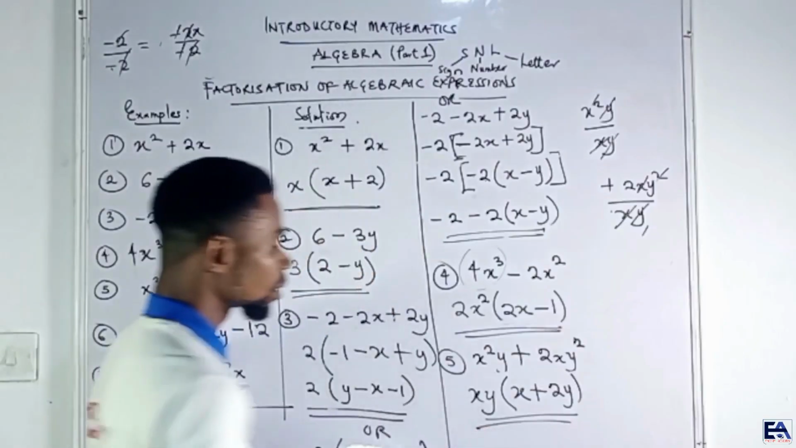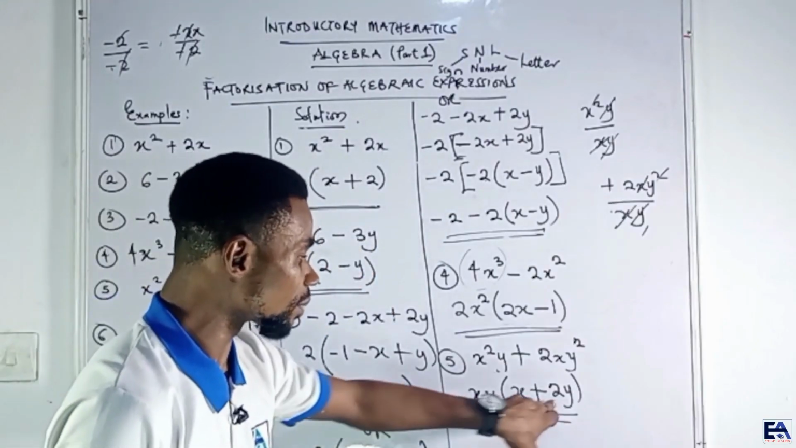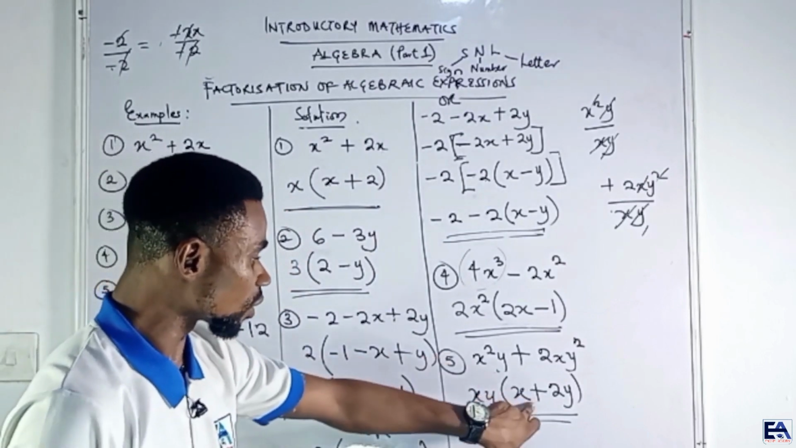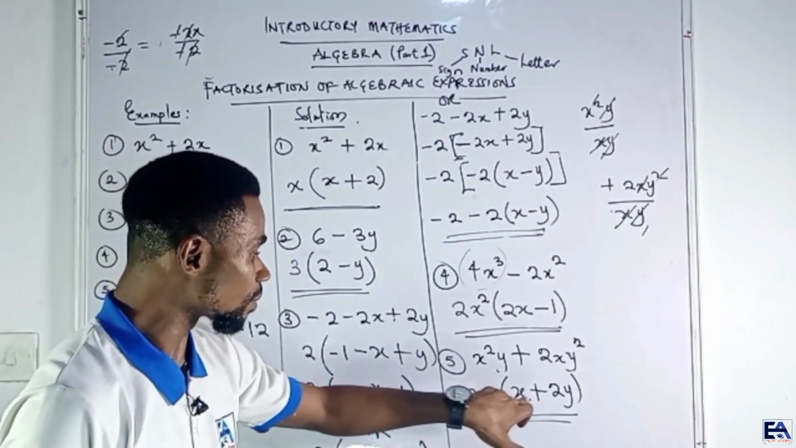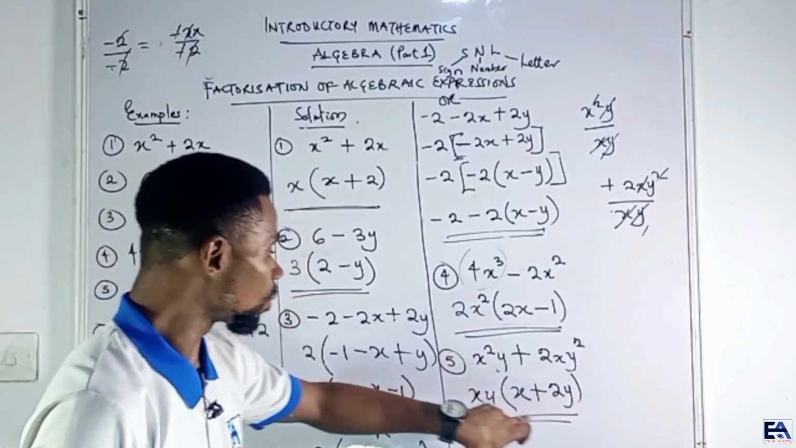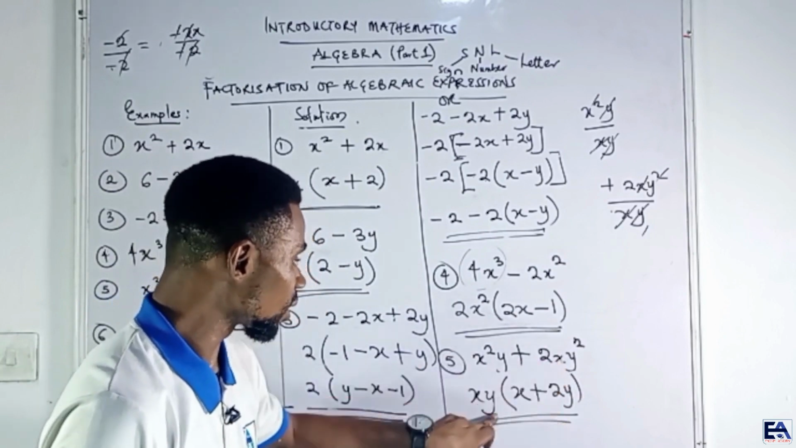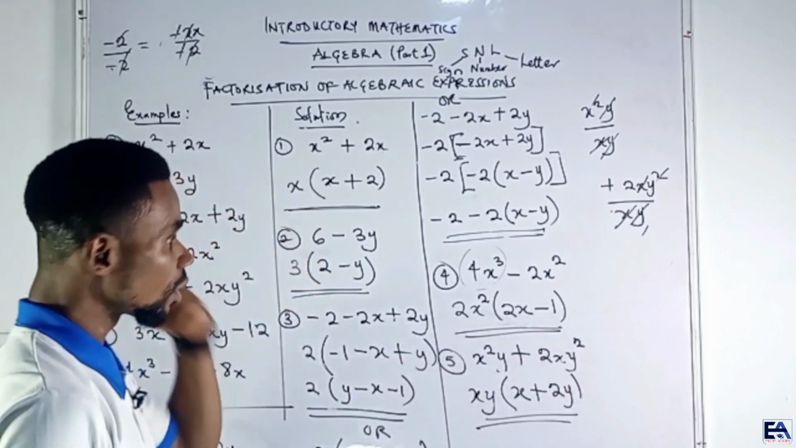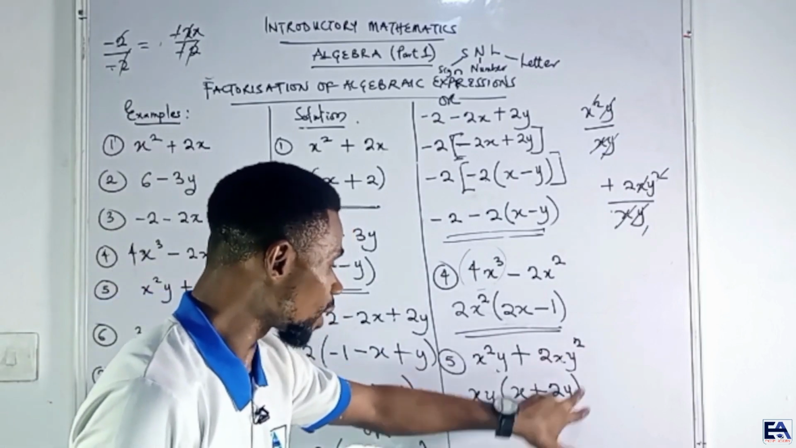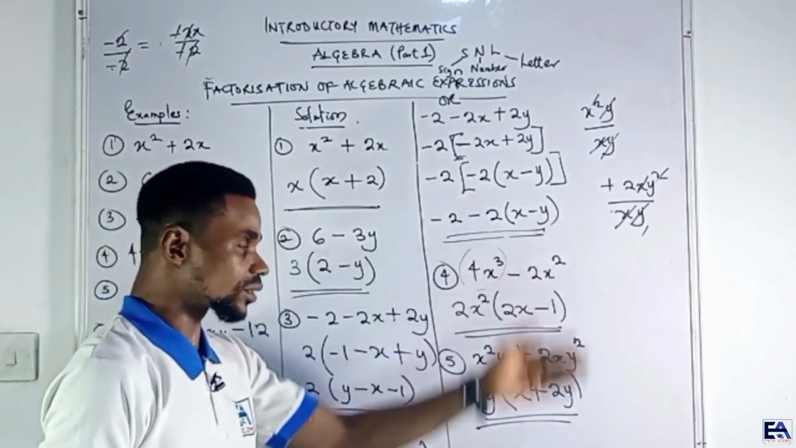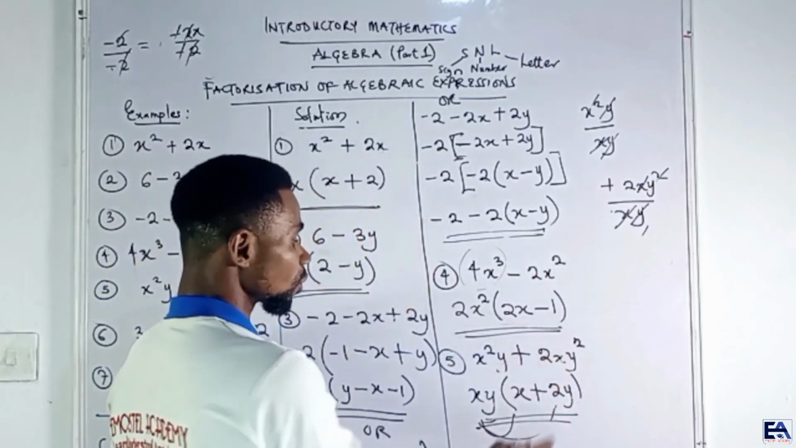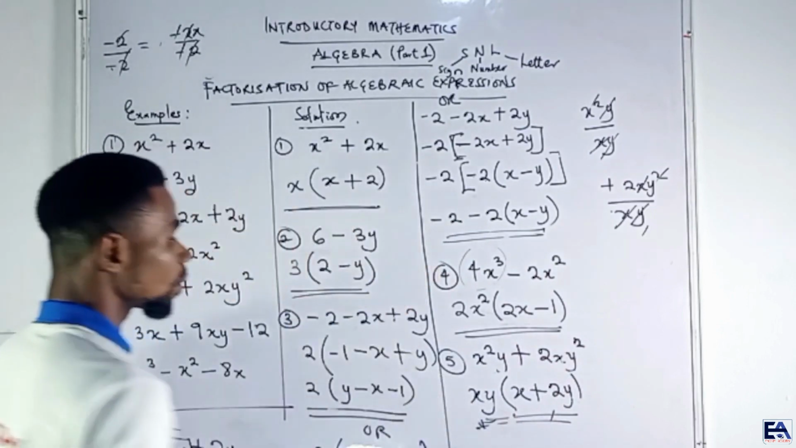If you check it out, nothing is common again in the brackets, so we are good to go. And so if you want to get this back, just multiply what you have here. xy multiplied by x will give you x squared y. And then xy multiplied by 2y will give you 2x, then y squared coming from y times y. If you do the normal expansion, you get this result back, okay? And so that is how it goes.